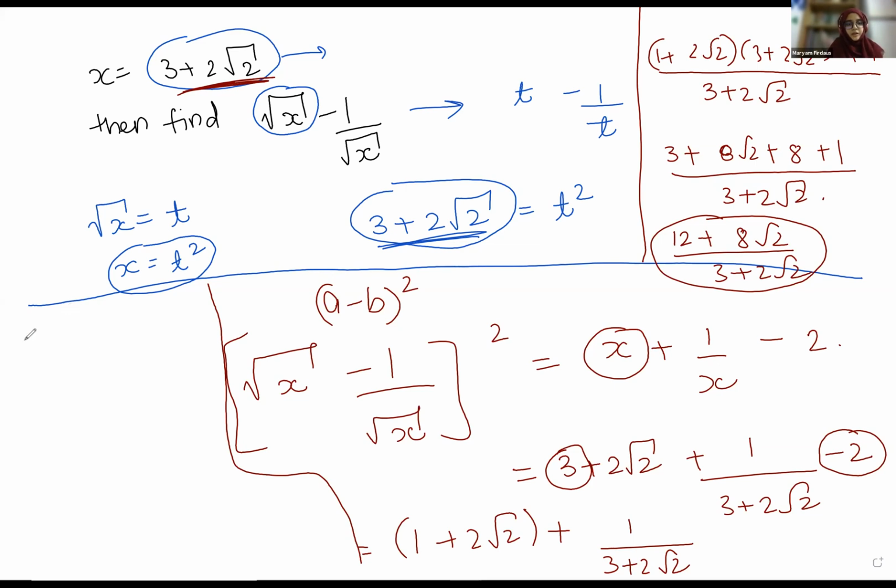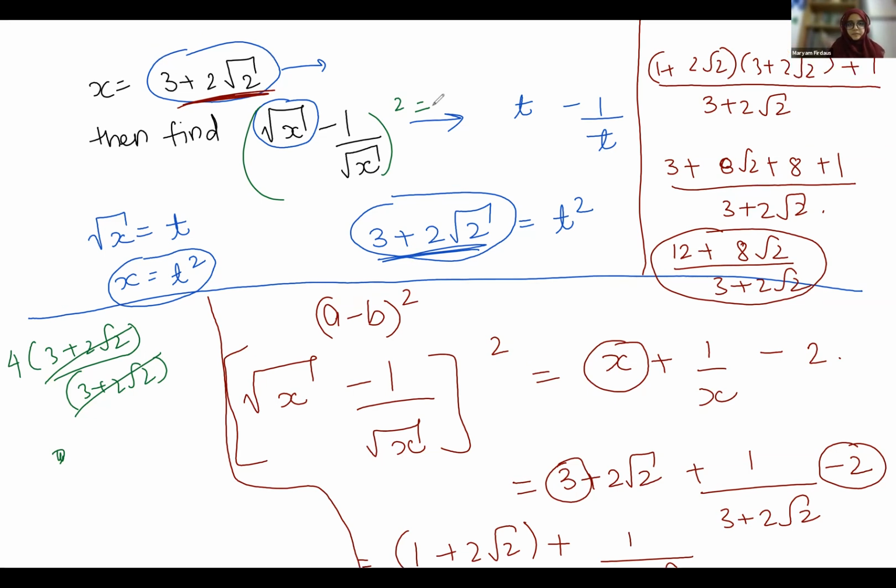So over here, I can take 4 as common. So I have 4 times 3 plus 2 root 2 by 3 plus 2 root 2. So I cancel these two things. So this whole thing square is 4. So root x minus 1 by root x is equal to 2. Excellent. Okay, Hamna, your answer is right.